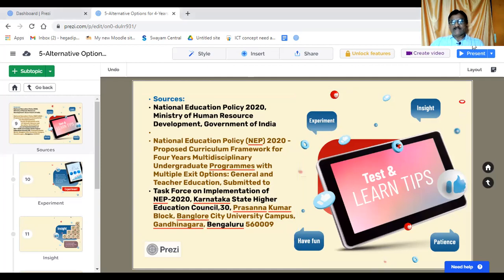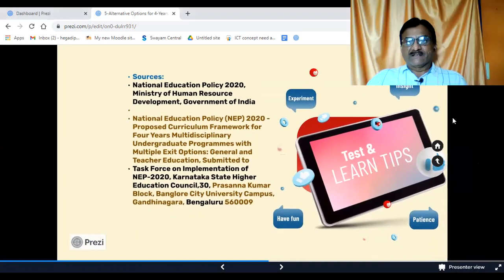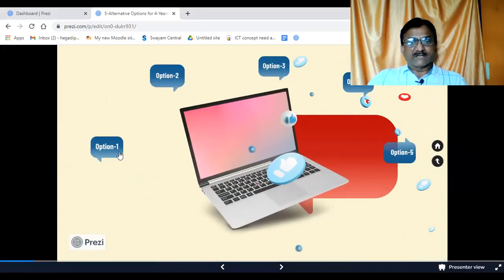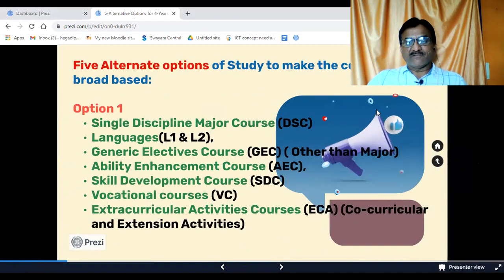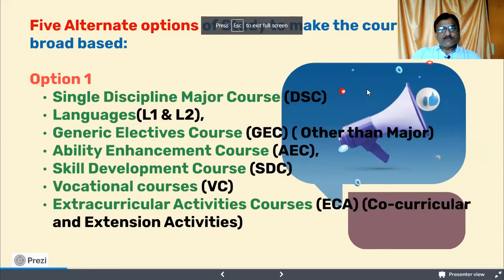Dear friends, it is our responsibility to understand what is meant by this National Education Policy and curriculum framework, irrespective of all the streams: arts, commerce, Bachelor of Computer Applications, BSc, Bachelor of Science, BFA, Bachelor of Fine Arts, Bachelor of Physical Education, etc. First, we have to understand the 5 important alternative options given based on the National Education Policy 2020. Dear friends, there are 5 options.